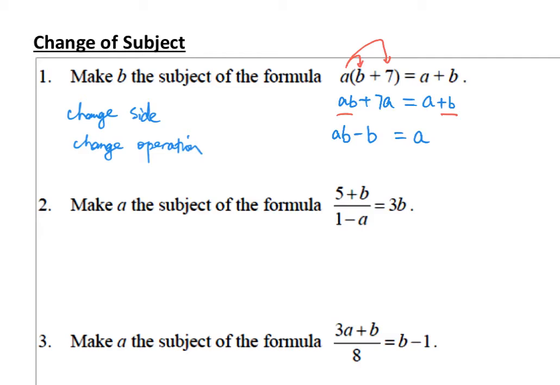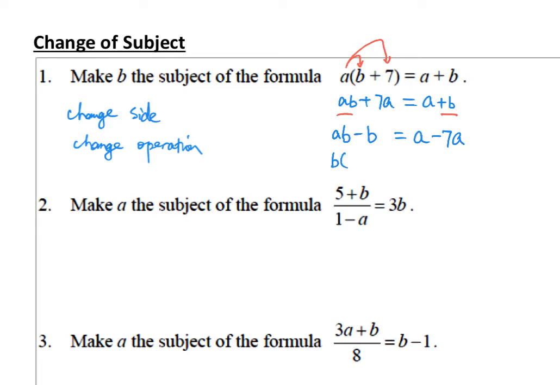And this one on the left hand side, change sides, change operation. So negative ab, and negative how many? 7a. Why 7a? This is 7a. Now, there are more than one term including the subject, so how do you group them together? Group them together by taking out common factor. So b and b are common factor, take it out.